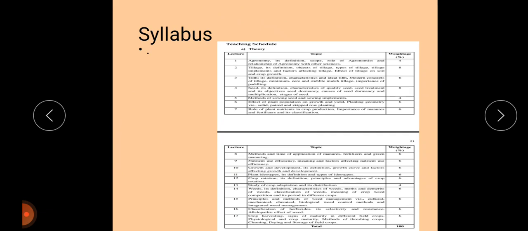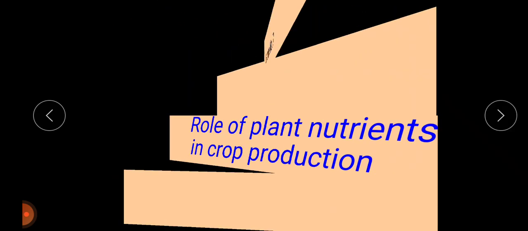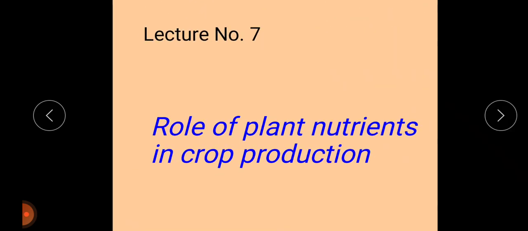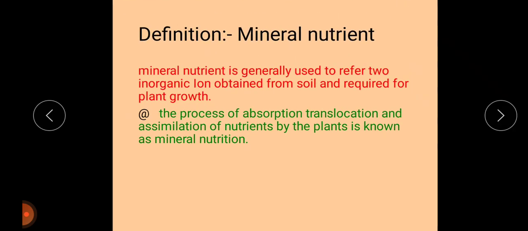So today we discuss our seventh lecture, role of plant nutrients in crop production. A very important topic. We discuss a number of different plant nutrients and their roles and deficiency symptoms in plant metabolism. Firstly, we discuss what is meant by plant mineral or mineral nutrient.